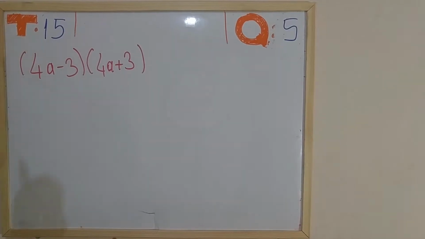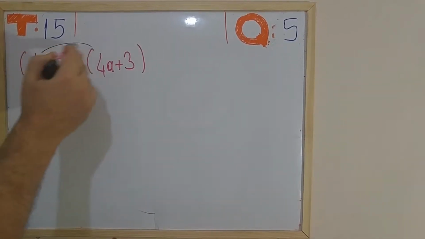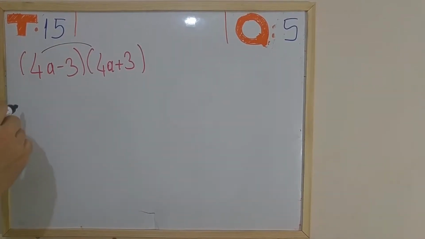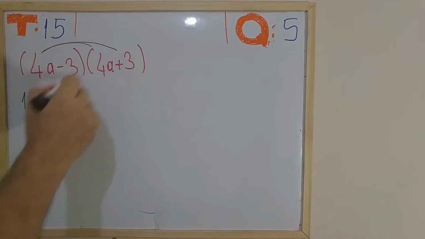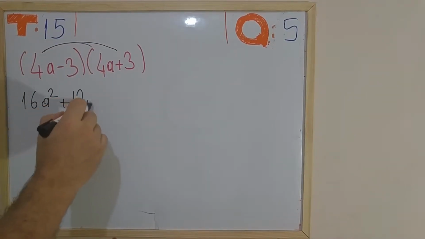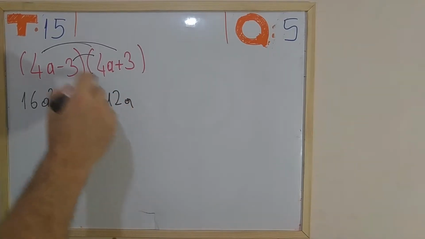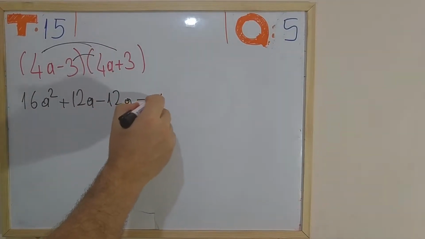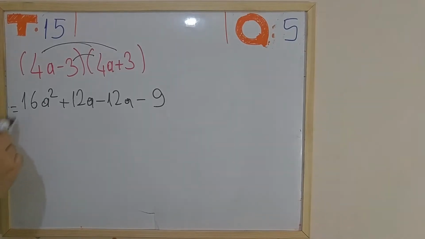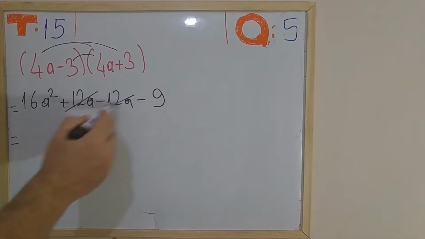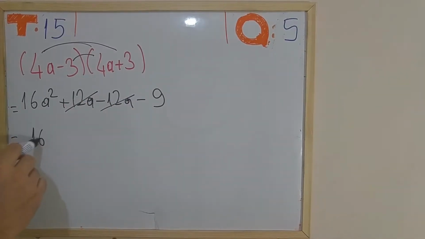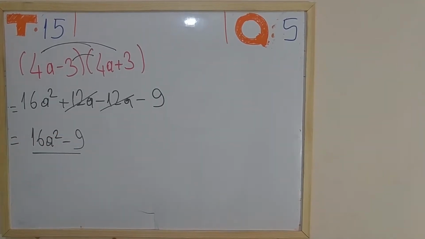Simplify this, and in order to simplify, we have to open it up, expand it first. What we have is going to be 16a squared plus 12a minus 12a minus 9, which is going to be equal to, these 12a will cancel each other out. We're going to have 16a squared minus 9 as our answer.